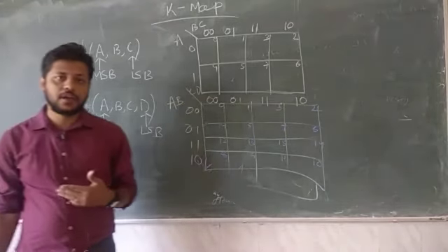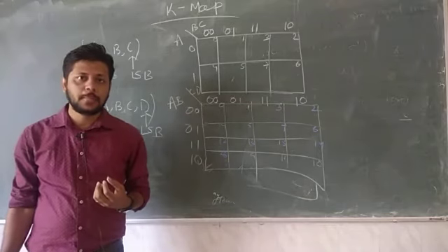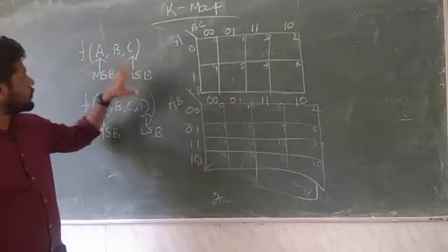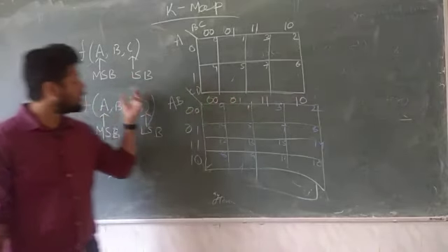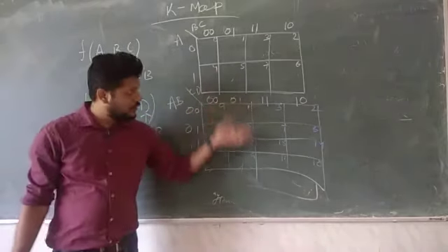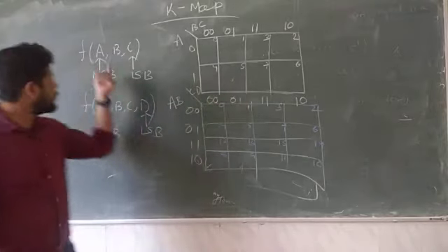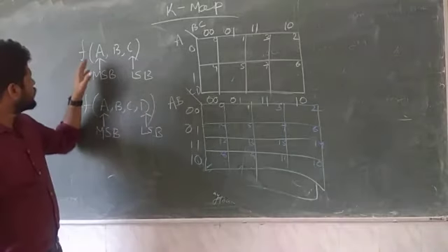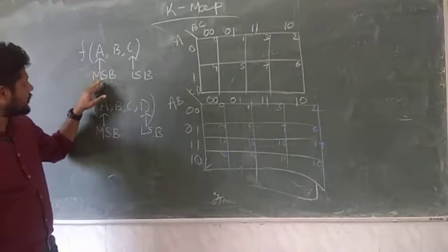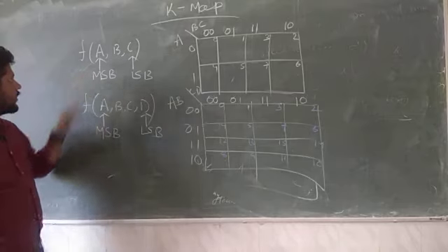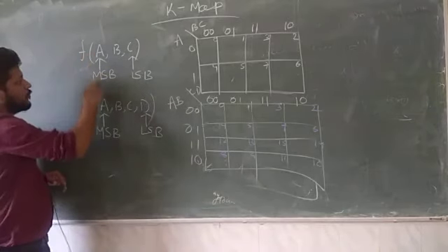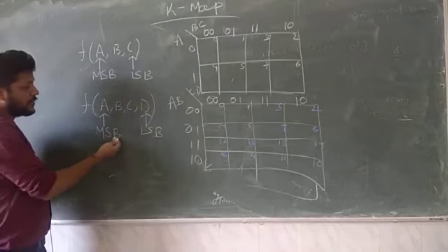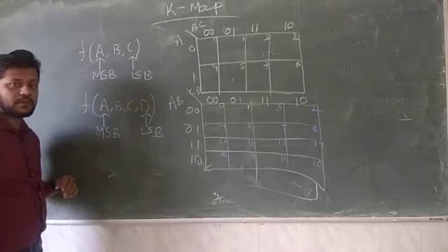In the last class also I solved a few questions on K-map. In this lecture we will study K-map extensively. You can see here I have drawn two K-maps. This is a 3 variable K-map and this is a 4 variable K-map. So A, B, C. I have explained in the last class also, this is your most significant bit and this is your least significant bit.